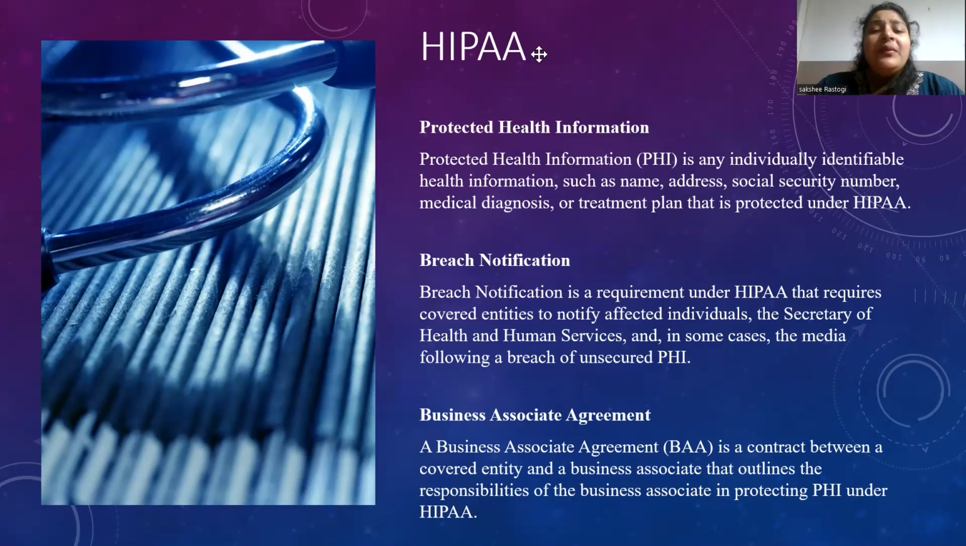So the key points of a BAA are the definition of PHI and the scope of work, permitted uses and disclosures, safeguards and security measures, breach notification and reporting, compliance with HIPAA and applicable laws, term and termination provisions, dispute resolution, and liability. By signing a BAA, business associates acknowledge their responsibility to protect sensitive information and agree to comply with the required standards and regulations.